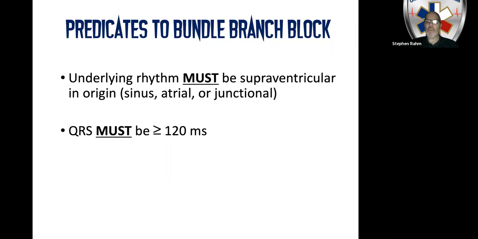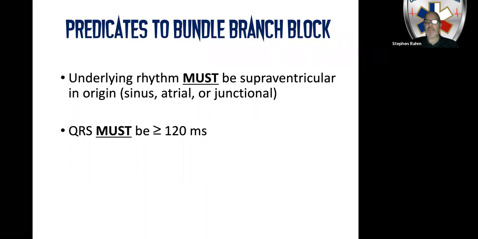Predicate number two is the QRS complex must be greater than or equal to 120 milliseconds. Without these two criteria, you cannot look at that rhythm and diagnose it as a bundle branch block. So on occasion, we see EKG rhythms in which the QRS complex is somewhere between 100 and 120, and it may have a bundle branch block morphology to it, but it hasn't broken that 120 millisecond threshold.